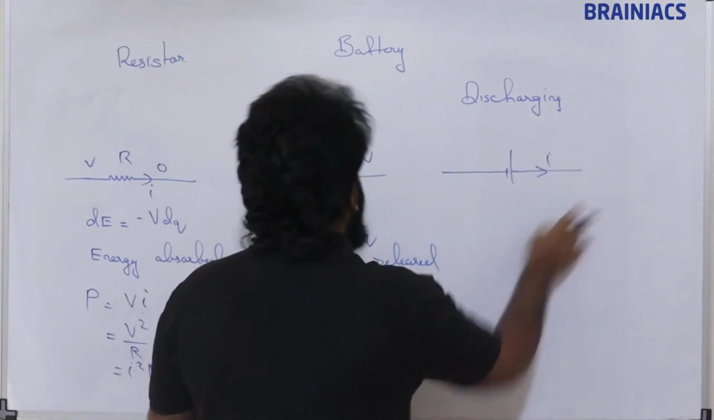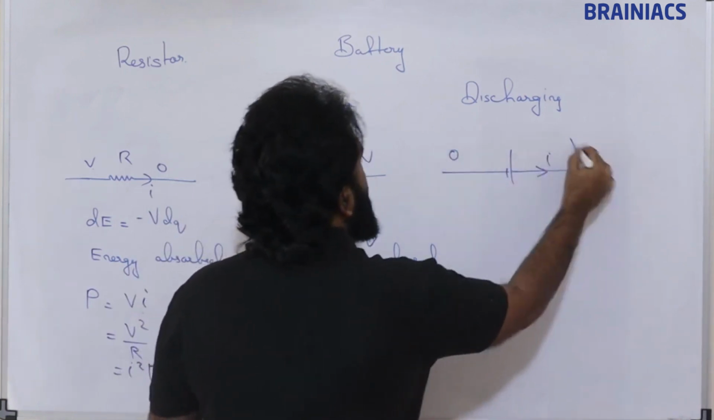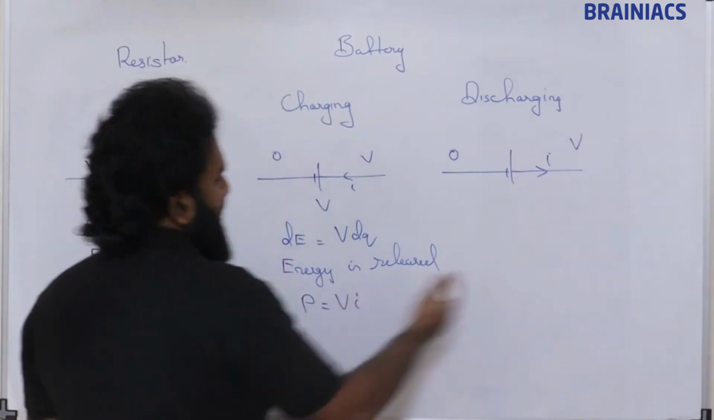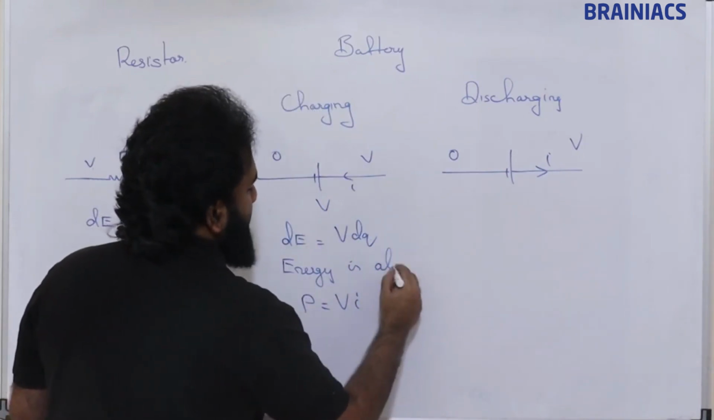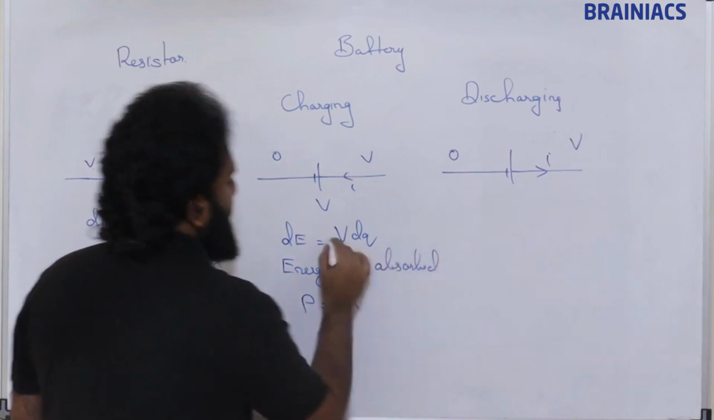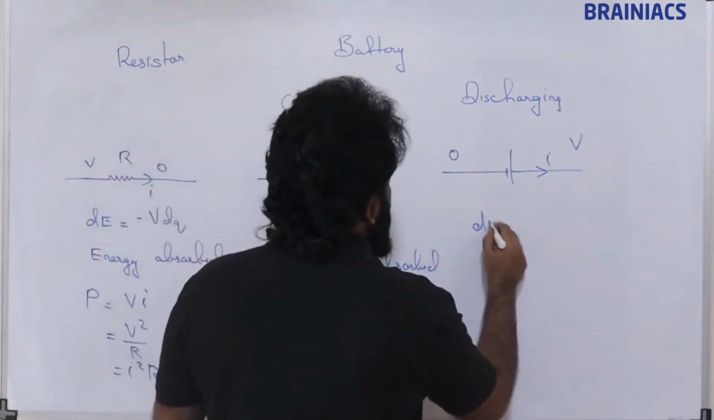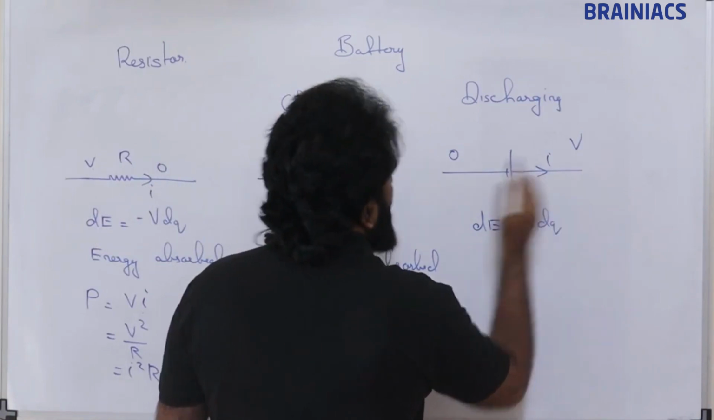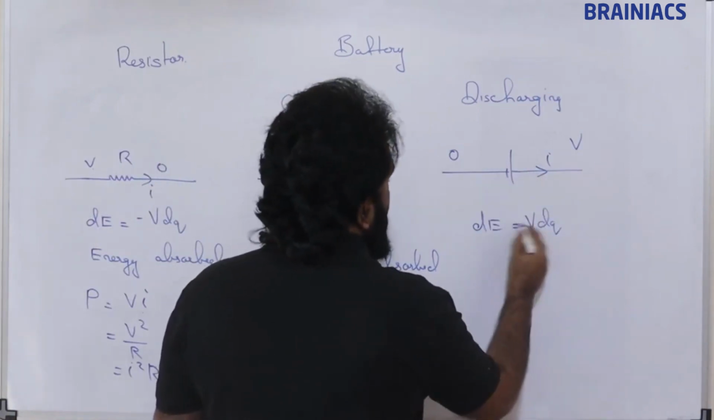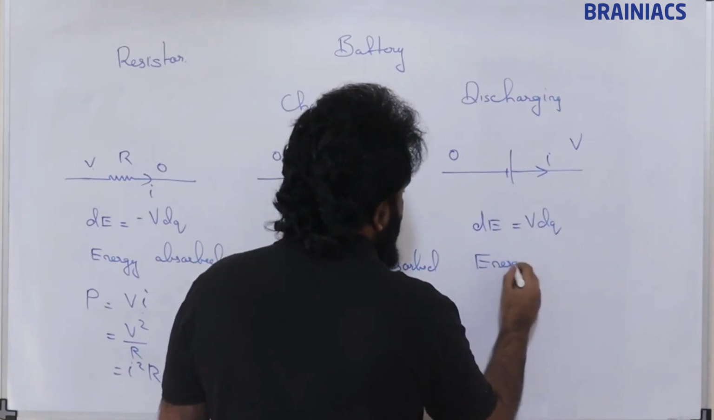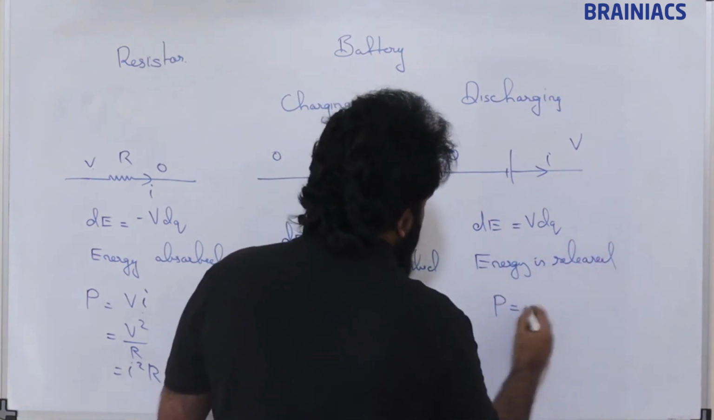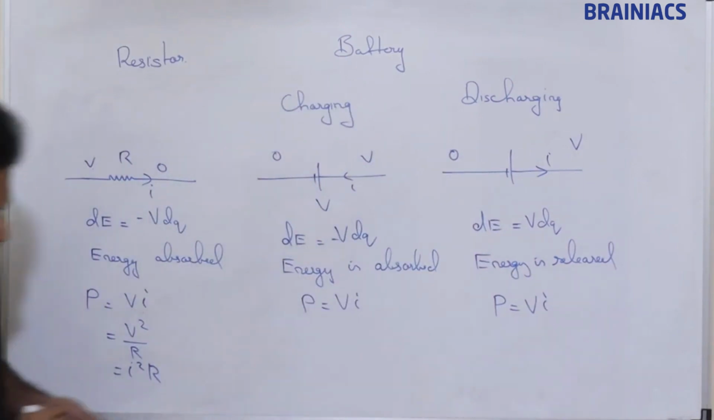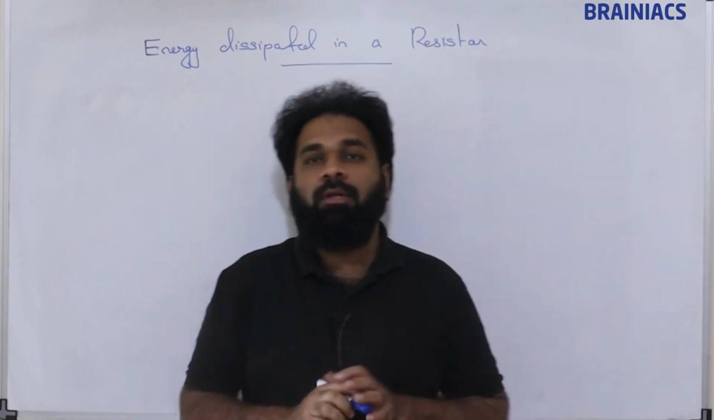Current will be moving in this direction, and this is going to be 0, this is going to be V, and in charging, power energy is absorbed, minus. So here energy dE is equal to V dq, and energy is released. Energy is released, power P is equal to Vi. Clear? Note it down.